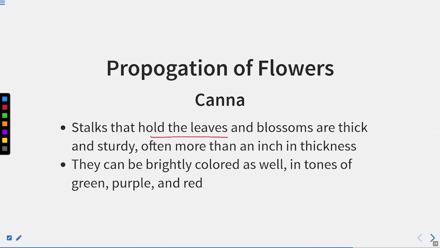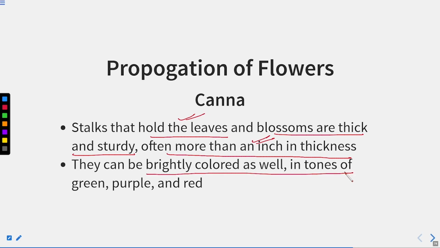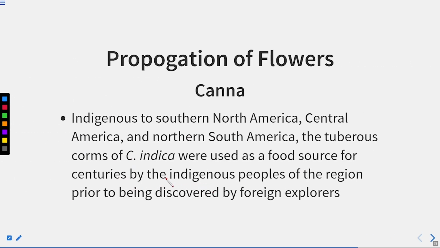Stalks that hold the leaves and blossoms are thick and sturdy, often more than an inch in thickness. They can be brightly colored as well as in tones of green, purple, or even sometimes red. They are indigenous to southern North America. So they are quite indigenous to North America, Central America, and northern South America.